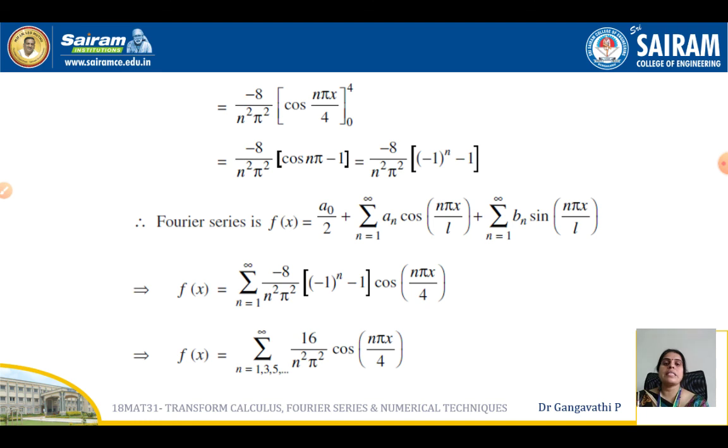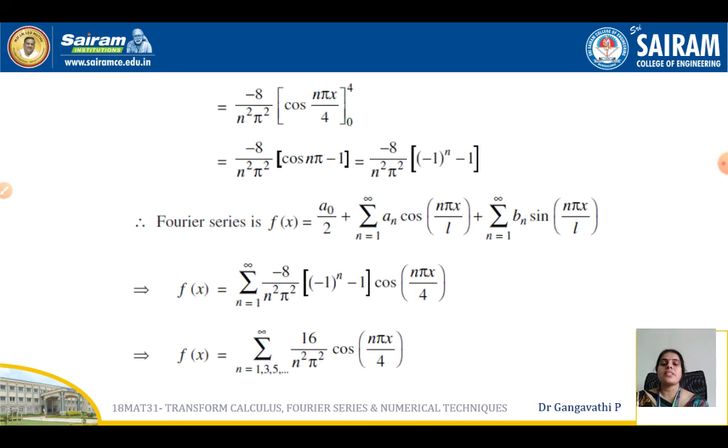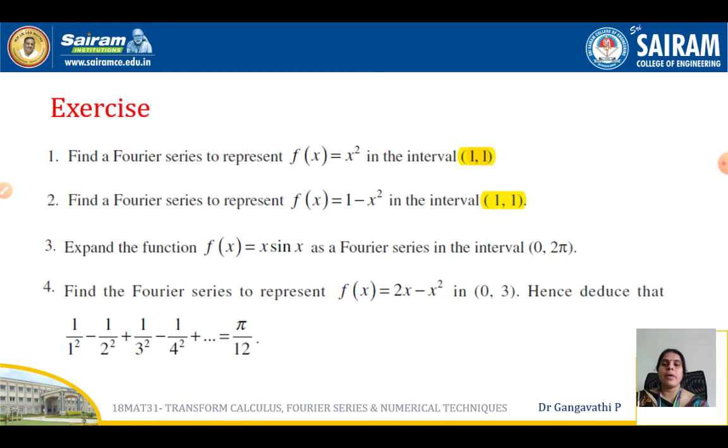If it is only the Fourier series expansion, we can stop at this stage. But the answer which is asked is something else. So we have to go a step ahead in order to get the answer. You have to substitute x is equal to 0 or x is equal to pi in order to get the required answer. So I am leaving that to you. You can do it by yourself.